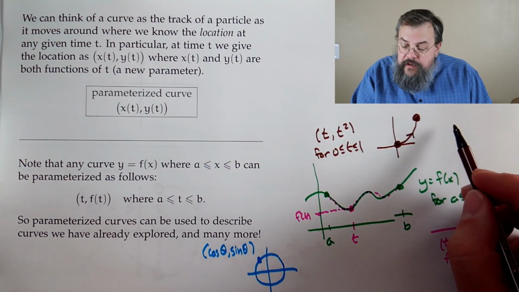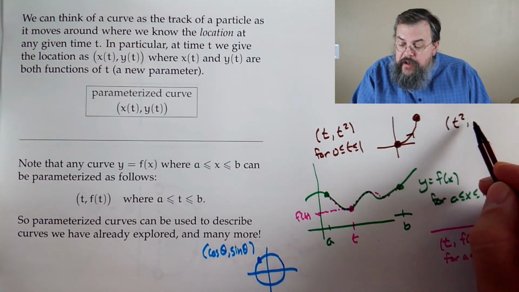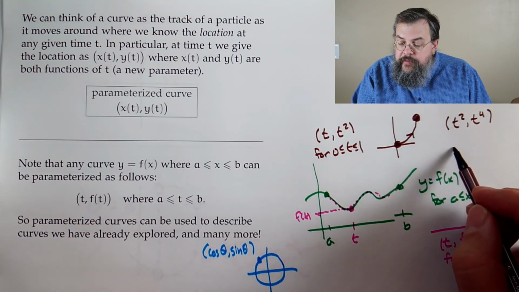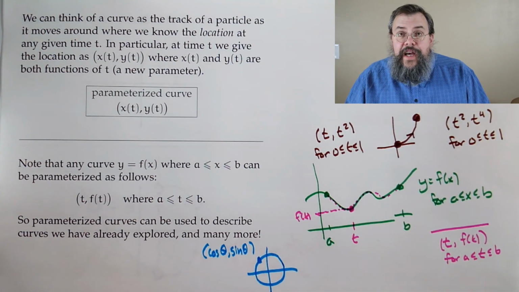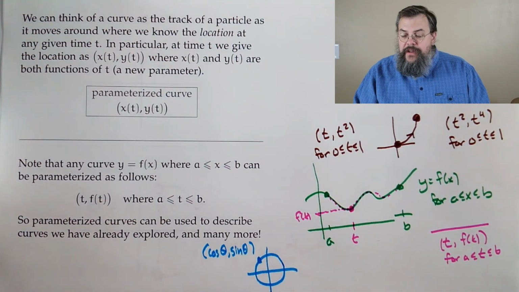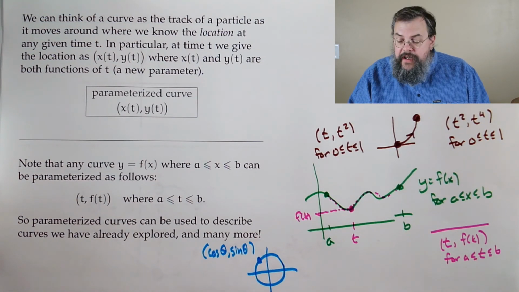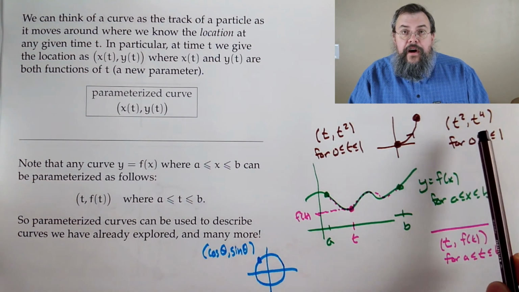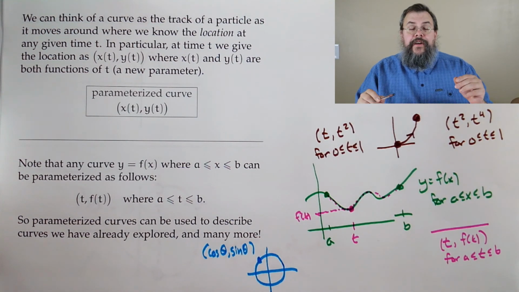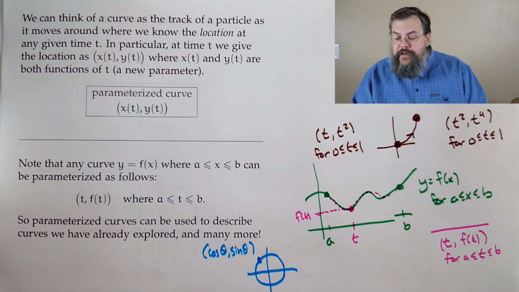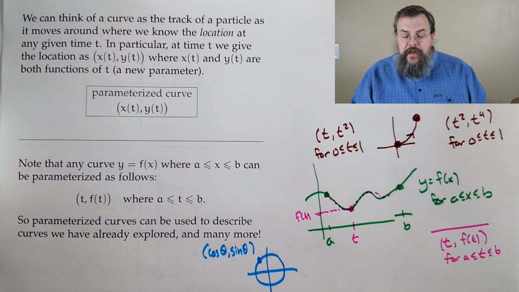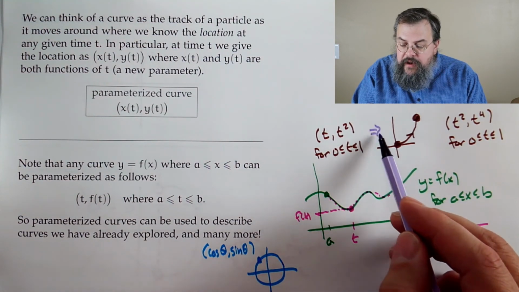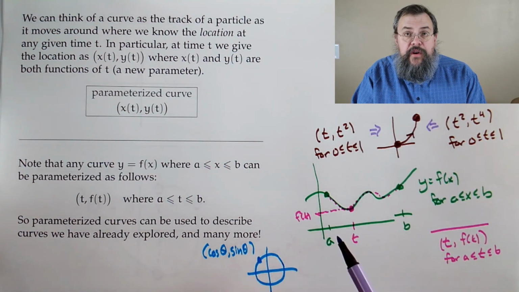Now, what about the following? t squared, t to the 4th for 0 less than or equal to t less than or equal to 1. What does that look like? If this is our x, our y is x squared. So it's still going along our x squared curve. We're still going to start at 0, and still going to end at 1. In other words, it's the same curve. As a set of points, they both describe the same curve.